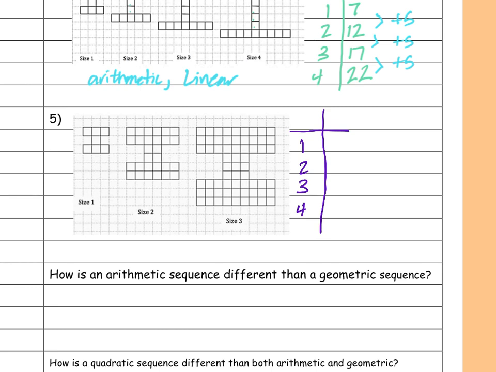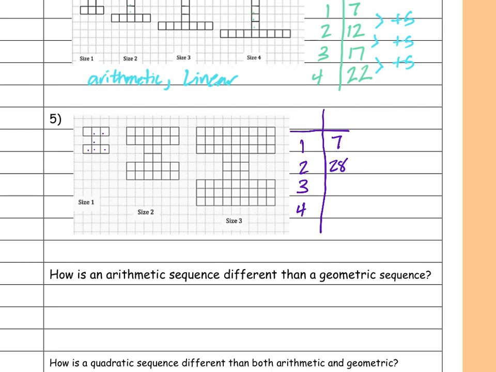So size 1 has 1, 2, 3, 4, 5, 6, 7. Ooh, we started out with the same number. Awesome. Size 2 has, oh, my. Okay, 1, 2, 3, 4, 5, 6, 7, 8, 9, 10, 11, 12, 13, 14, 15, 16, 18, 19, 20, 21, 22, 23, 24, 25, 26, 27, 28. Wow. Okay, this next one's going to be a lot.